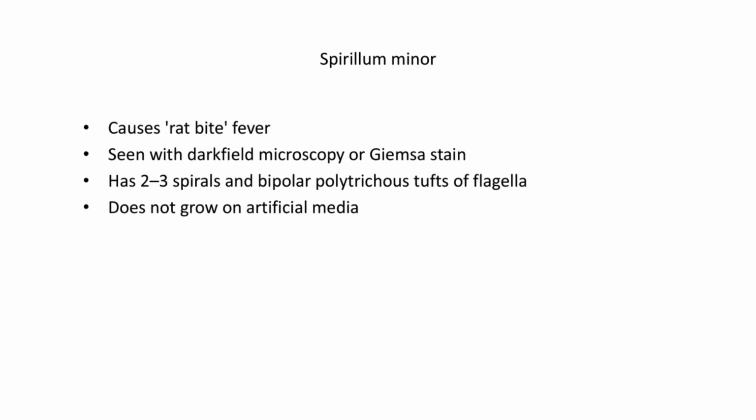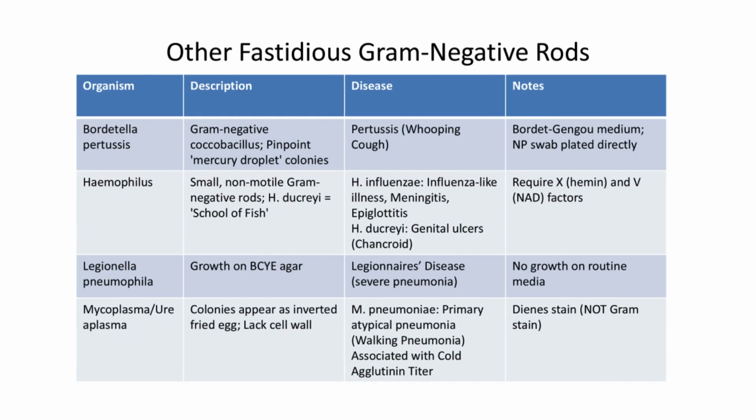One important member is Spirillum minor, which causes rat bite fever. It can be visualized by dark-field microscopy or with Giemsa stain. The organism has 2 to 3 spirals and bipolar polytrichous tufts of flagella. It does not grow on artificial media. This chart summarizes important fastidious gram-negative rods that require special laboratory conditions.